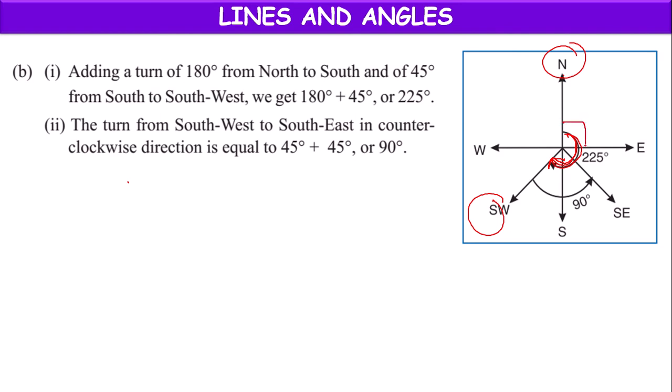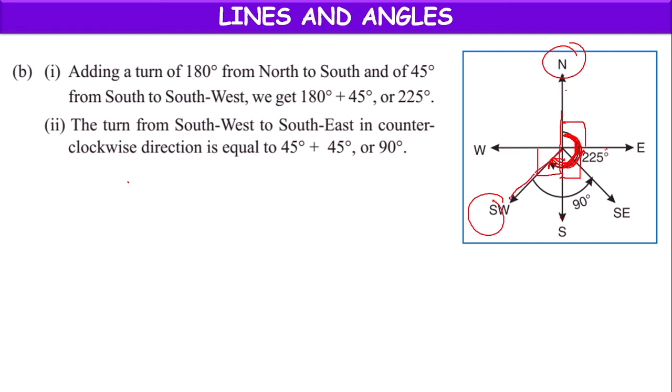Actually, this angle is 90. Between north and east, the angle is 90. Between east and south, the angle is 90. North and south lie on the same straight line. So this total north to south angle will be 180 degrees. And this south to west is 90 degrees.